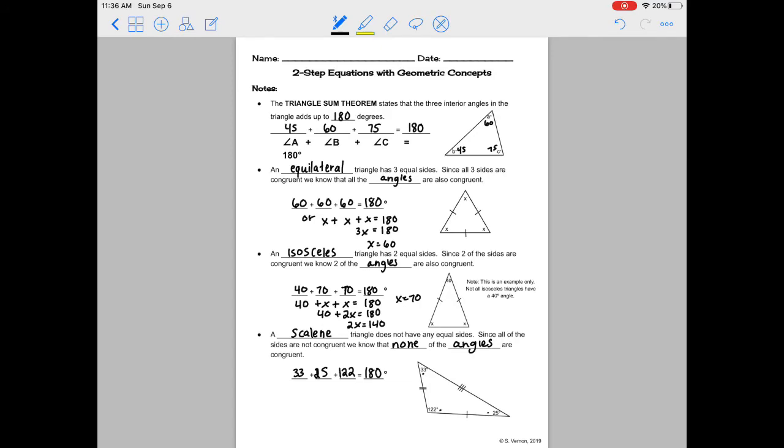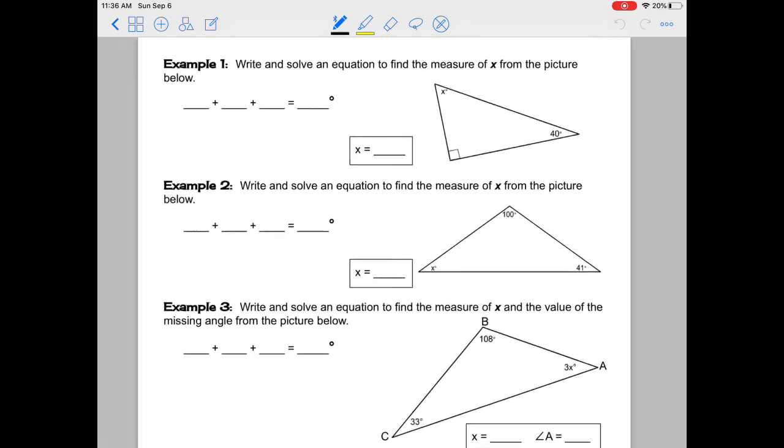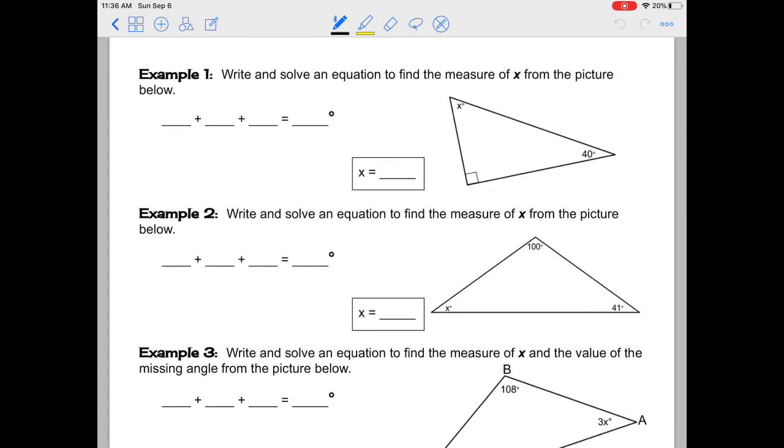So let's look at a couple examples. Example 1: we're going to write and solve an equation to find the measure of x from the picture below. One thing we can see is that there's a square right here. This square tells us it's a 90-degree angle. So I know two of my angles. The total will equal 180 because, again, the triangle sum theorem tells us that all of our angles are going to equal 180 degrees within a triangle.